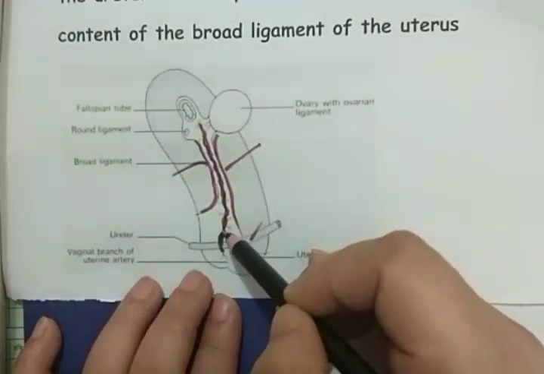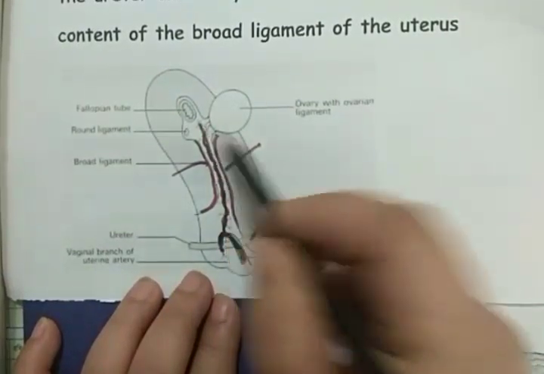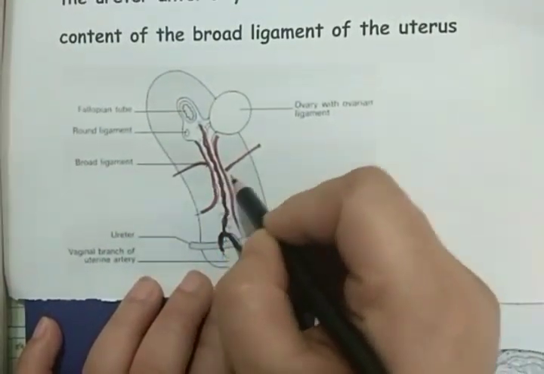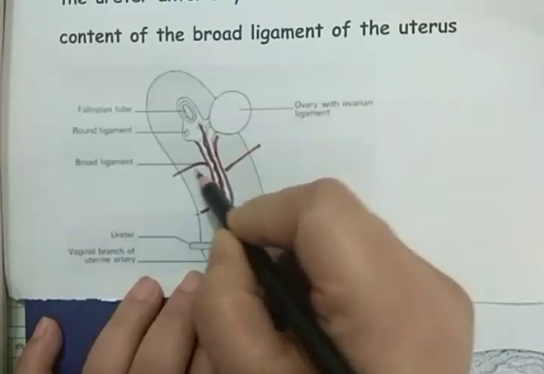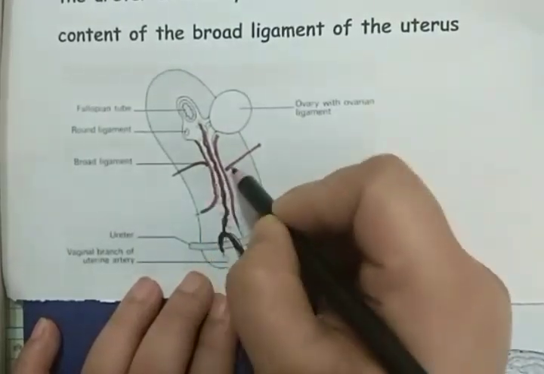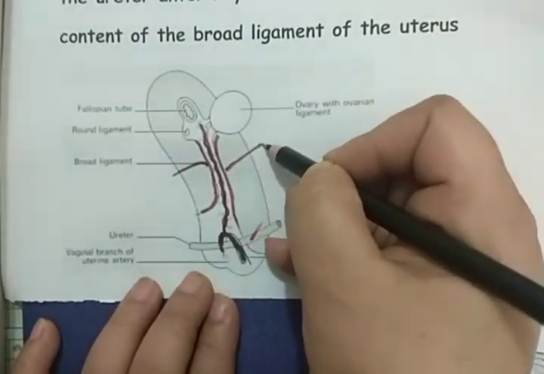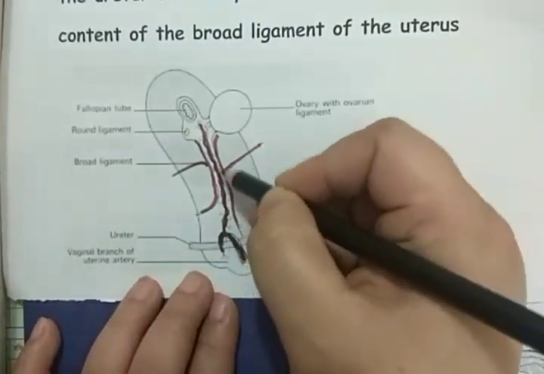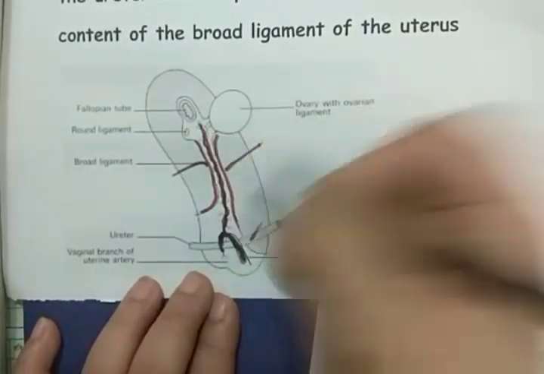Then it ascends along the lateral wall of the uterus. It is situated in two layers of the broad ligament. This is the anterior layer of the broad ligament. This is the posterior layer of the broad ligament. So, the uterine artery is a content of the broad ligament.